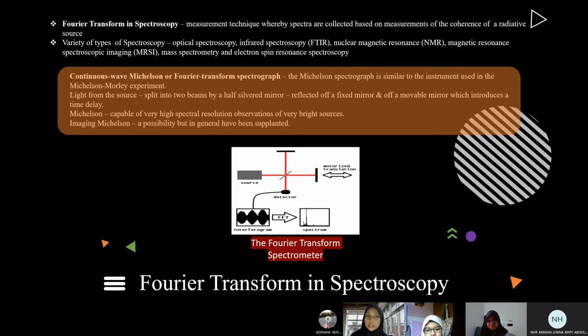There are several methods for measuring the temporal coherence of the light, including the continuous wave, called Michelson or Fourier transform spectrometer, and the pulsed Fourier transform spectrograph, which is more sensitive and has a much shorter sampling time than conventional spectroscopic techniques, but is only applicable in a laboratory environment.